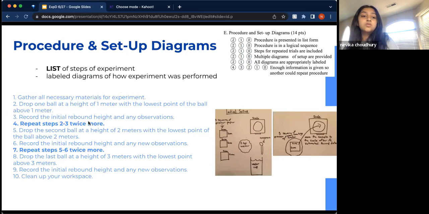So that's why I bolded it. We need to make sure we say when we're repeating the steps. So repeat steps 2 to 3 twice more, or repeat steps 5 to 6 twice more. Twice more, yeah. So that's very important to put.